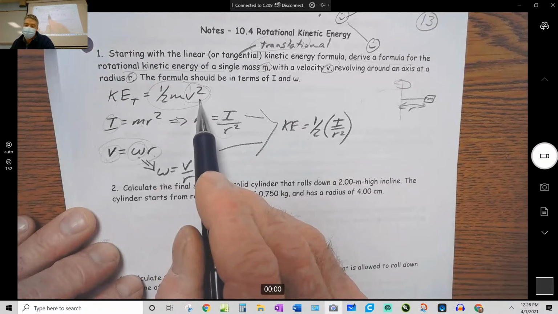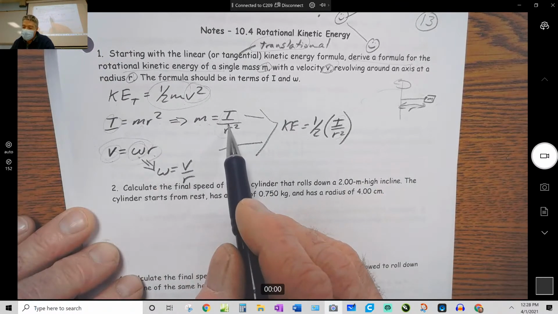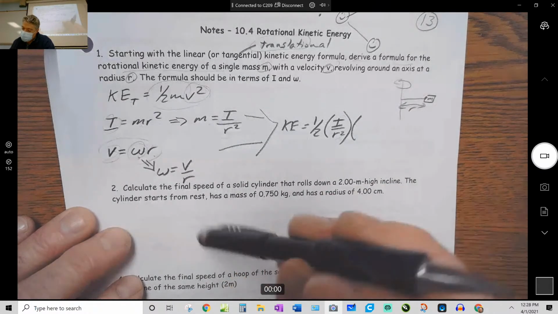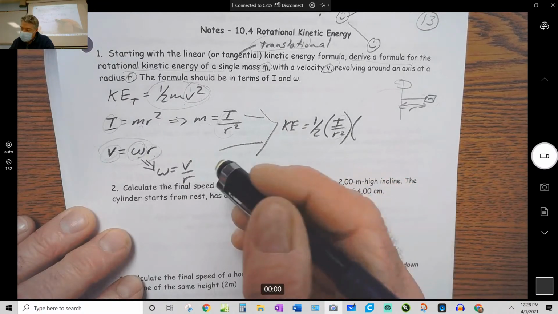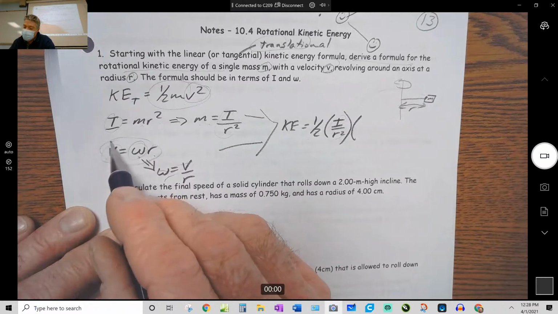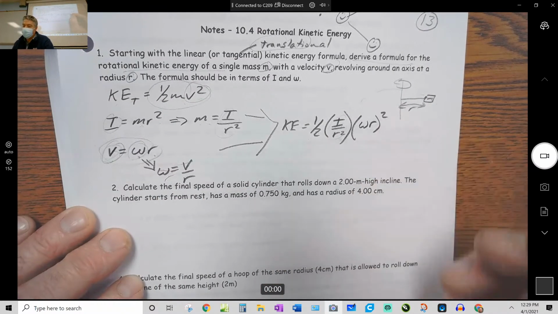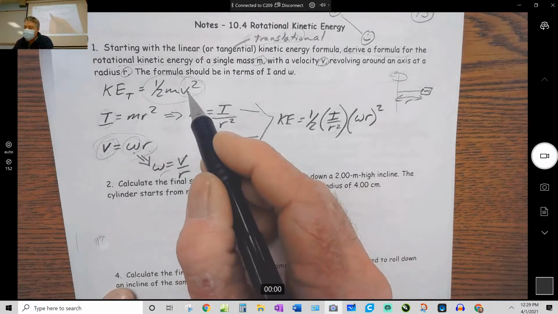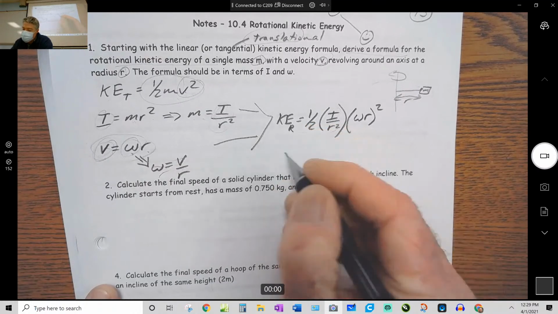So 1/2 mv squared becomes 1/2 times I over r squared, which is equivalent to m, times v squared, which is, what did I do? No, I guess I don't really need that yet. I'm going to need this later on today. I just want to do v squared. So this is omega times r squared, because it was v squared. So simplifying all this, I'm going to call this rotational kinetic energy.